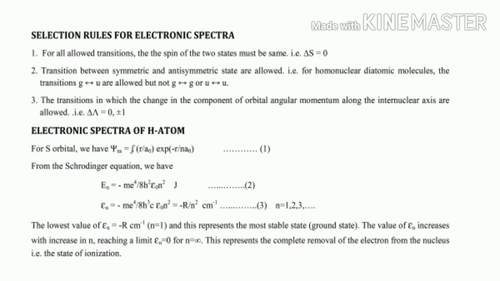Since p, d orbitals have the same energies as the corresponding s orbital, equation 3 represents all the electronic energy levels of this atom. Now the lowest value of epsilon n is equal to minus R centimeter inverse when n is equal to 1, and this represents the most stable state, which is the ground state. Epsilon n increases with increasing n, reaching a limit of epsilon n is equal to 0 for n equal to infinity. This represents the complete removal of the electron from the nucleus, that is the state of ionization.